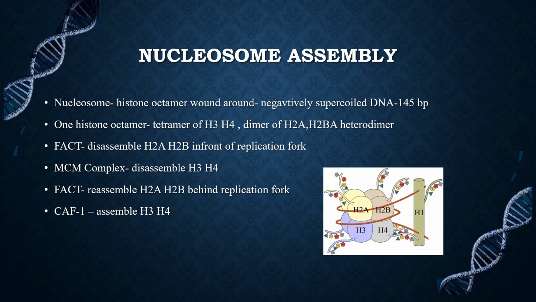Coming to nucleosome assembly during replication, as we all know, a nucleosome consists of a histone octamer wound around with negatively supercoiled DNA. One nucleosome consists of 145 base pairs. That is, 145 base pairs are found in one nucleosome. And a histone octamer consists of a tetramer of H3-H4 associated with a dimer of H2A-H2B heterodimers.